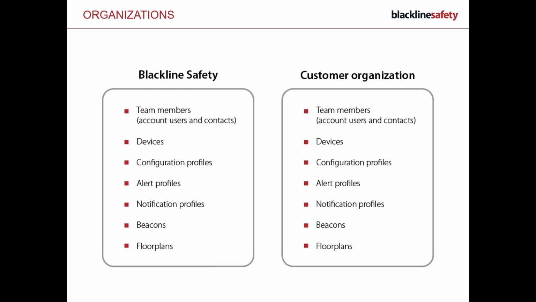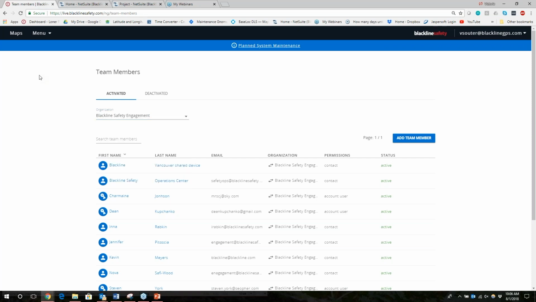What I'm now going to do is log into the account and start to show you around the system. Once you log into your account, we go to blacklinelive.safety.com and you simply enter in your name and password. If you don't have that set up, then just contact customer care or your designated engagement manager and we can help you with that.